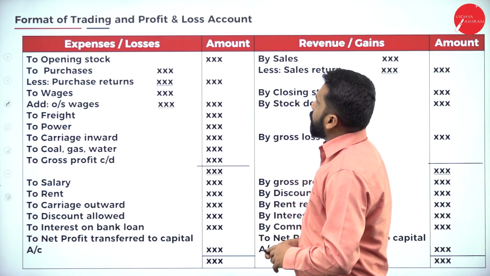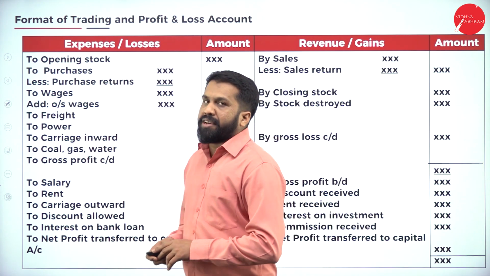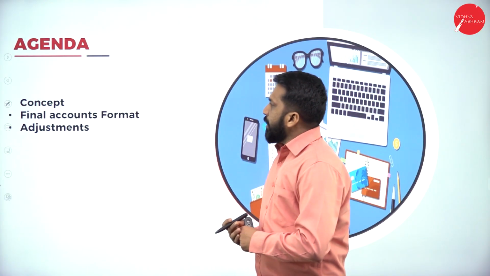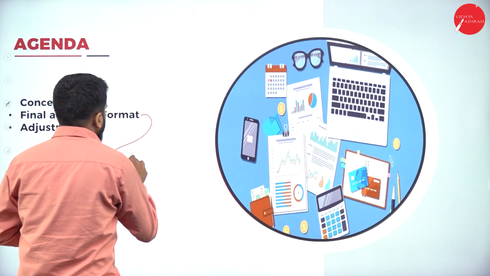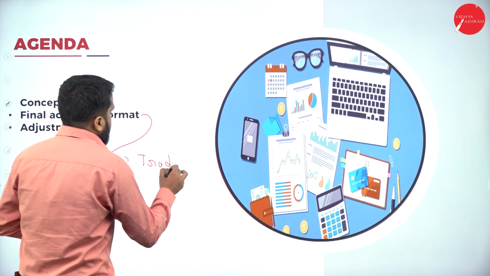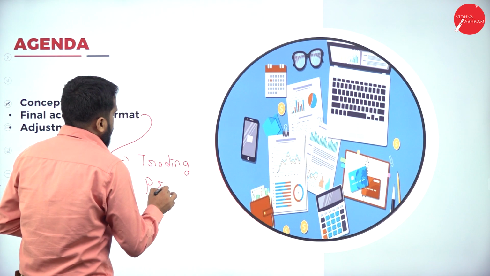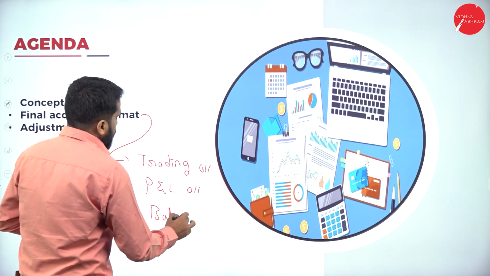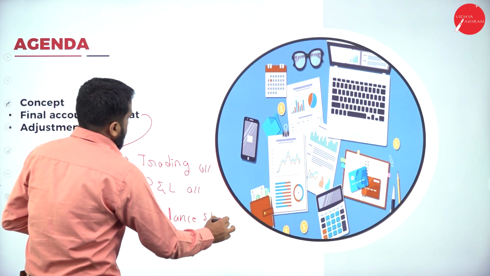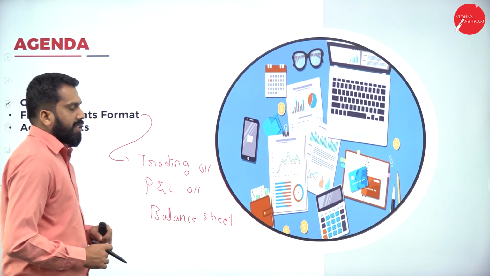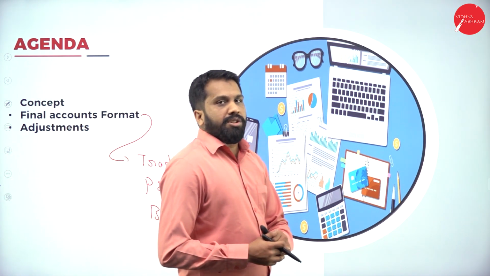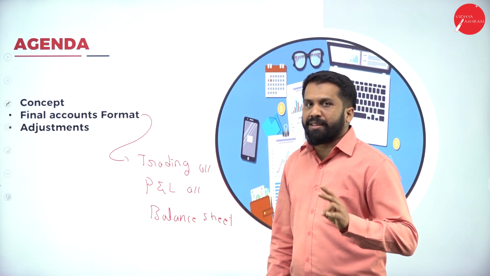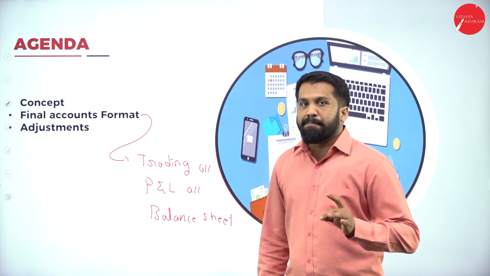Format of trading and profit and loss account. So this is your trading as well as profit and loss. Now, again I'll go back to this. Now, in the final accounts, you have 3 things. First is trading account. Second one, profit and loss account. And the last one, balance sheet. Balance sheet, we don't call it as an account, we call it as statement. Now, so we are supposed to prepare 3 things. First one, trading. Second one, profit and loss. And the third one is called as balance sheet.